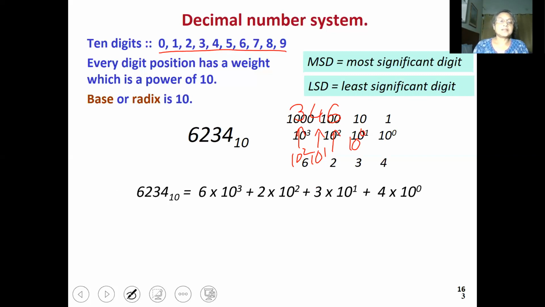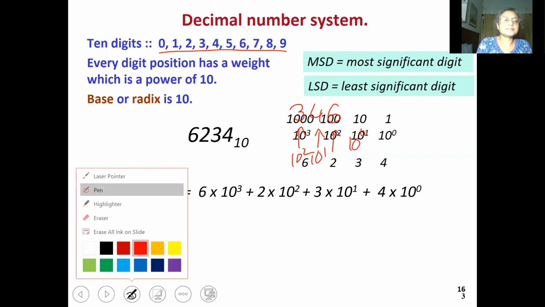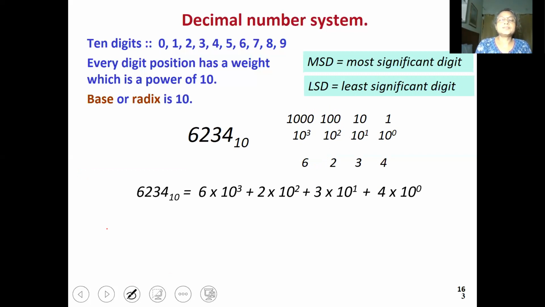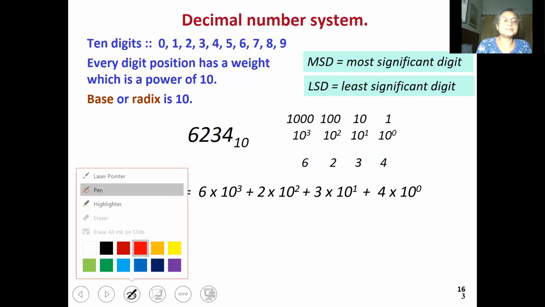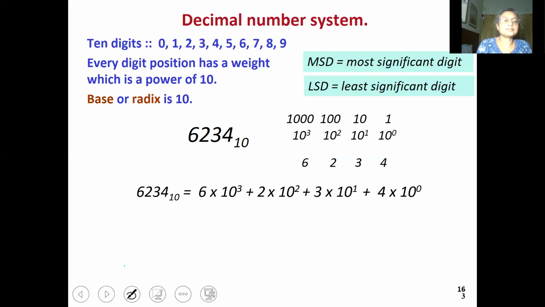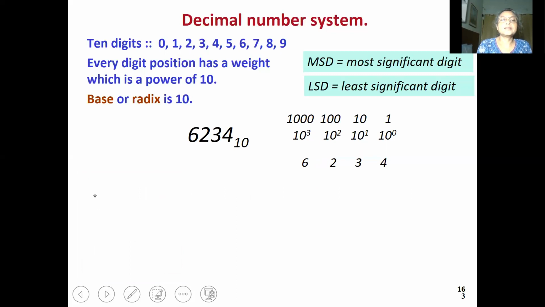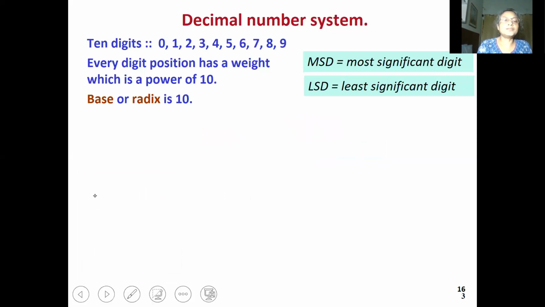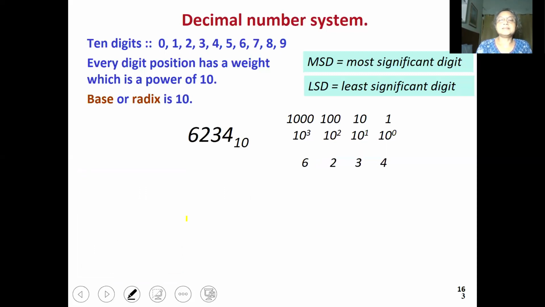So now, just erase this. So now let's look at this number 6234. 6234 is a number to the base 10. And this number has 4 digits.